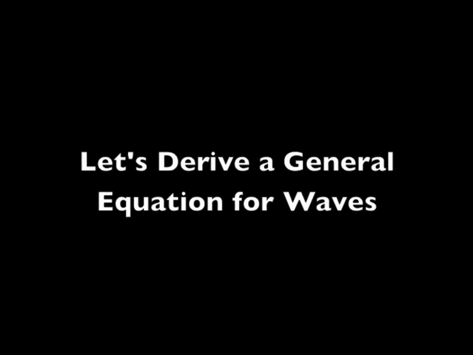All right, now let's derive a general equation for waves. To do that, first we have to keep in mind that there is a relationship between uniform circular motion and the sine wave, just as there is a relationship between uniform circular motion and simple harmonic motion, as we saw in chapter 10. So let's look at some animations that display the relationship between uniform circular motion and sine waves.